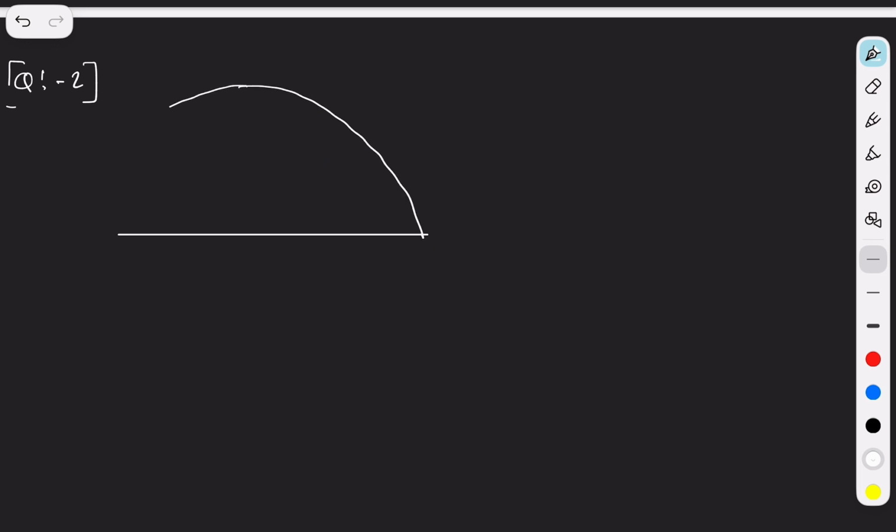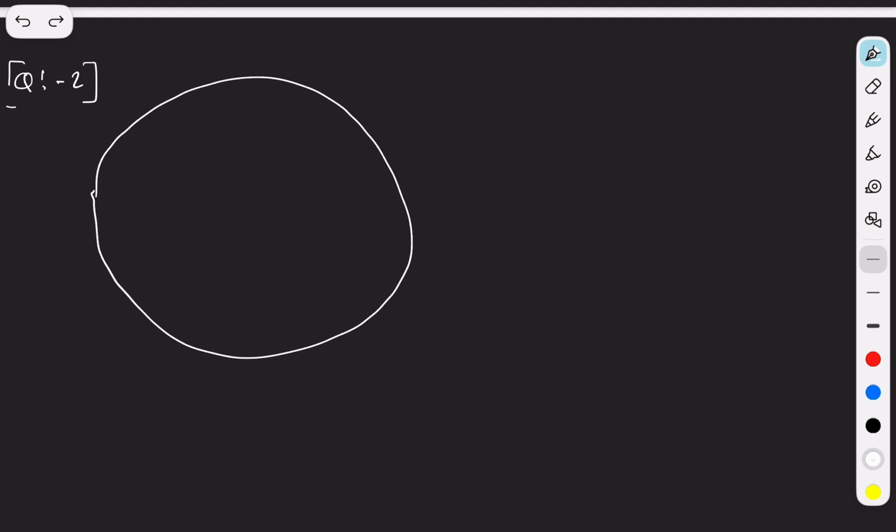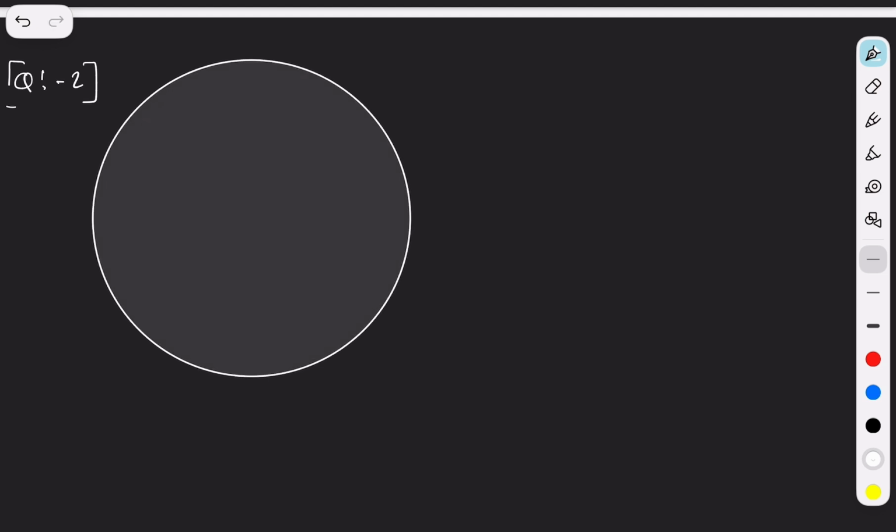Let me make a proper shape if I can make it. So guys, this is the thing. Let me do it this way. Okay, and we can remove the lower part. Okay, so let's remove the lower part.